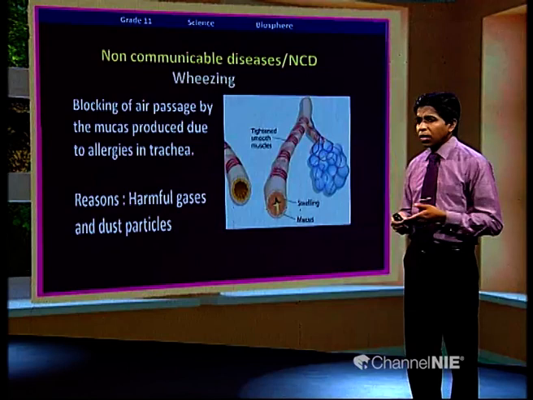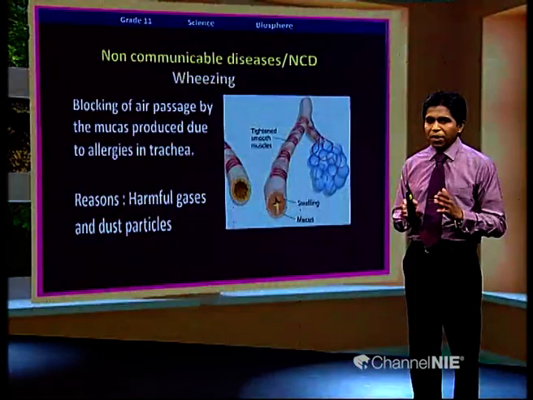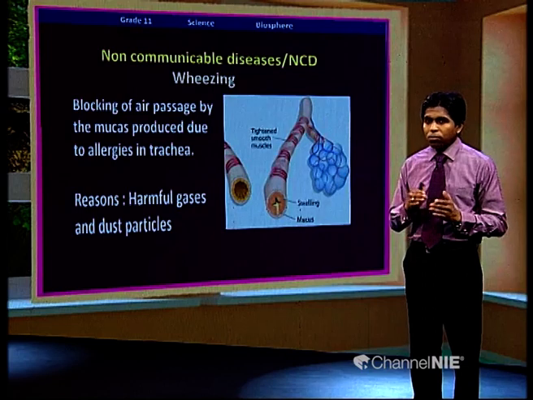Next one, wheezing. So blocking of the air passage by the mucus produced due to allergies in the trachea. You can see there are two pictures in this diagram. In the second picture, there is swelling of the trachea due to the mucus. Then the air passage becomes narrow, with less room to pass oxygen. So narrowing of the air passage of the trachea can cause breathing difficulty. Then you have to take some inhalers which contain chemicals to expand this passage, the trachea and bronchioles.